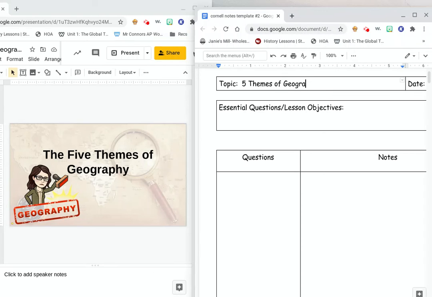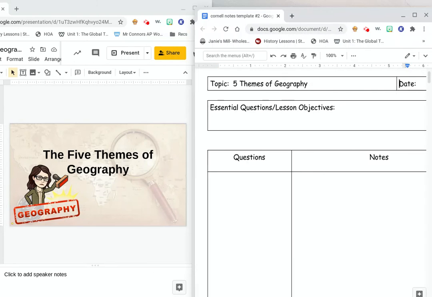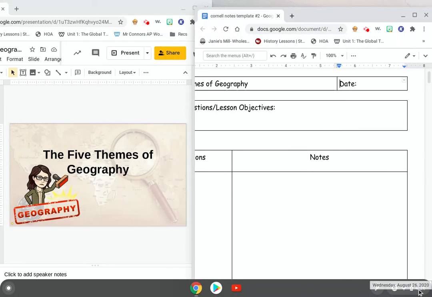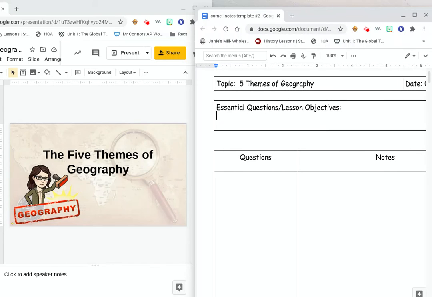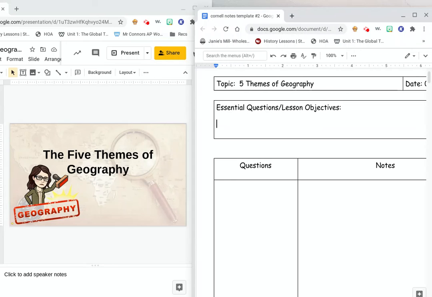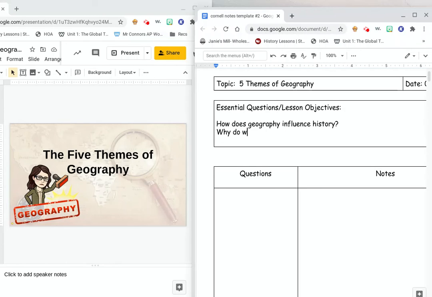For the topic, obviously, it's going to just share the name with the PowerPoint. 5 themes of geography. Today's date is the 26th. Goodness, how time flies. Our lesson objectives for this is going to tie in to our discussion of ancient history, or at least the topics that you were going through on your unit project. How does geography influence history? Why do we care about geography?